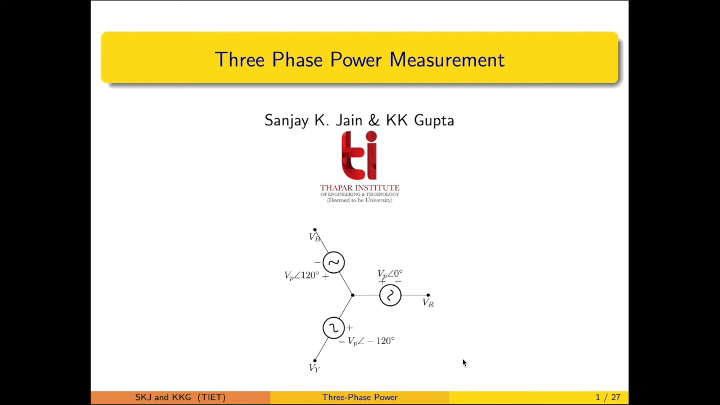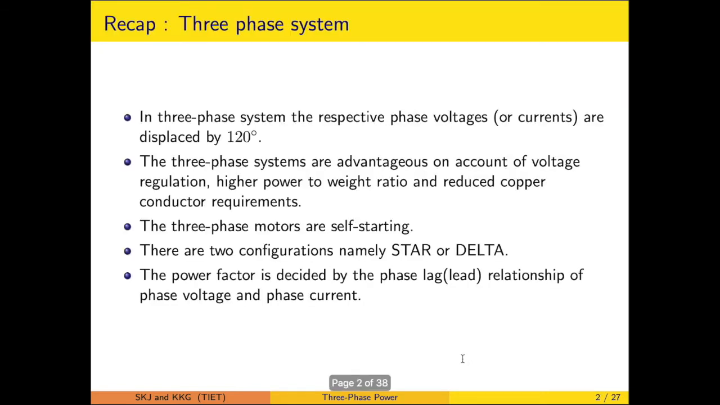So in this particular lecture, we are going to discuss the three-phase power measurements. It is an extension for the three-phase system. As a recap, which we have gone through extensively in the last discussion, in the three-phase system, the respective phase voltage or currents or even the line voltage and line currents are displaced by 120 degree each.